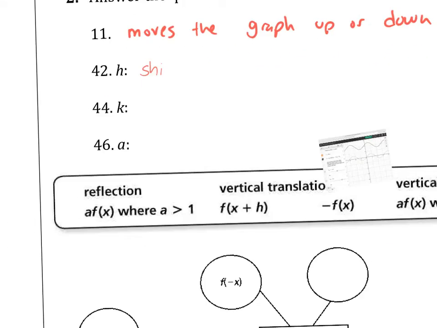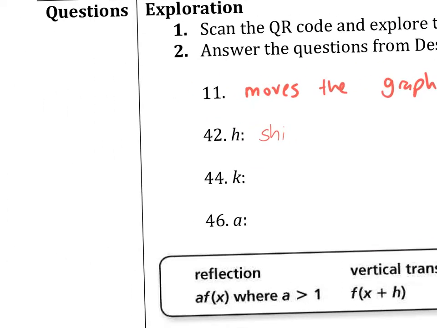We're not going to touch b very much. So the h, which is on the inside next to the x, we're adding to the x, so it's kind of like an x plus an h, like that, or x minus. What it does is that it shifts left or right.